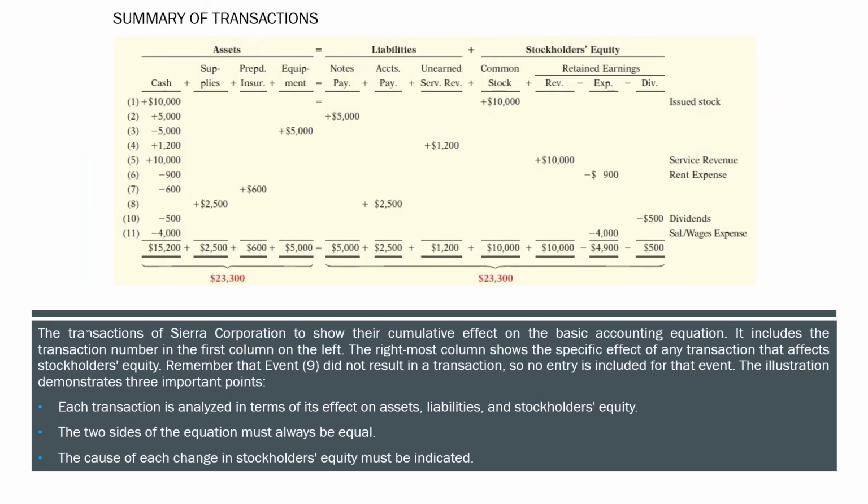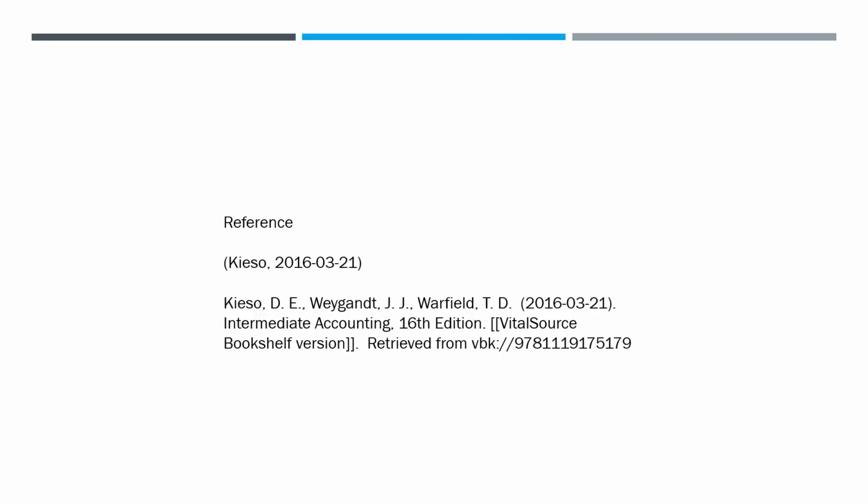Okay, so here's a quick summary of the transactions of the corporation to show the cumulative effect on the basic accounting equation. The point to take out of here is that each transaction is analyzed in terms of its effect on assets, liabilities, and stockholders' equity. The two sides of the equation must always be equal. The cause of each change in stockholders' equity must be identified. Okay, you guys want to pause here and take a look at that. All right, thank you.